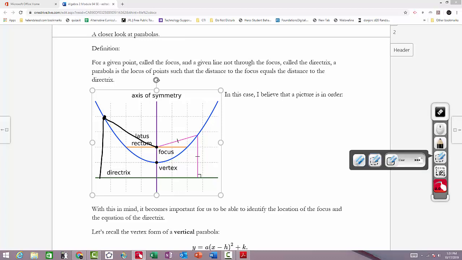And that lets us, any point on the parabola will be the same distance to the focus and the directrix, which is why I said in this case I think a picture is in order.